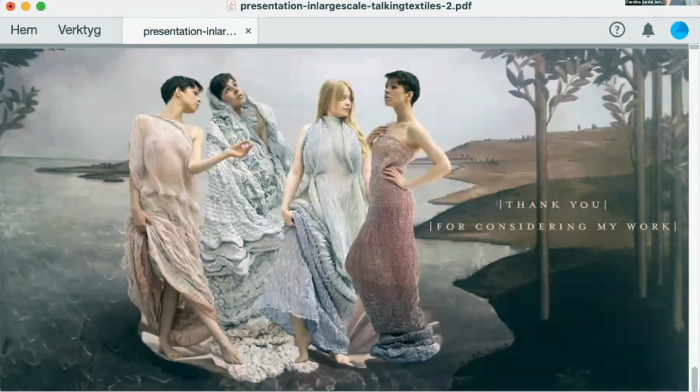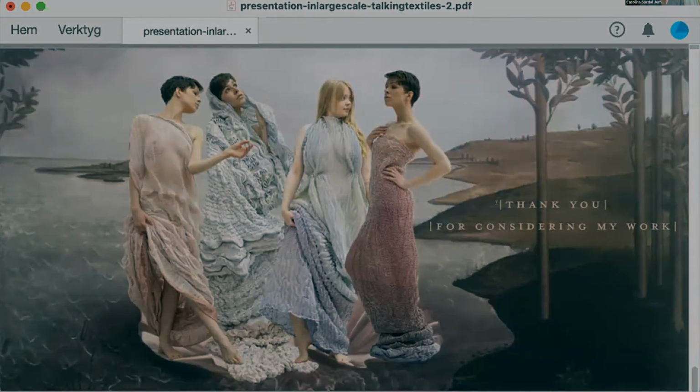This collection is presented on bodies, but like the oysters, these textiles should be considered changeable between interior and body. An oyster is both an animal and a home. So thank you for considering my work.